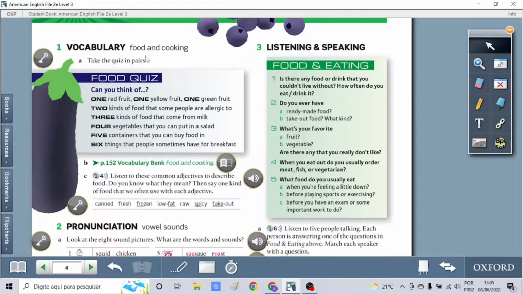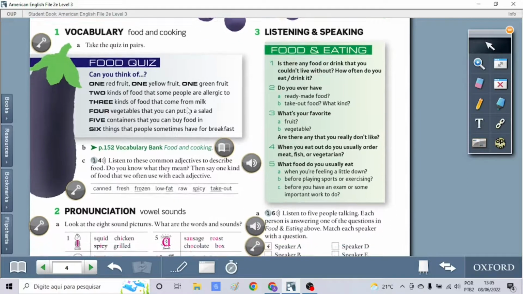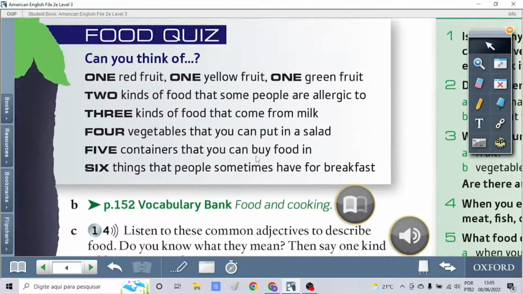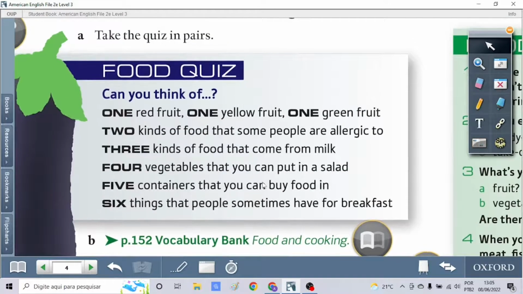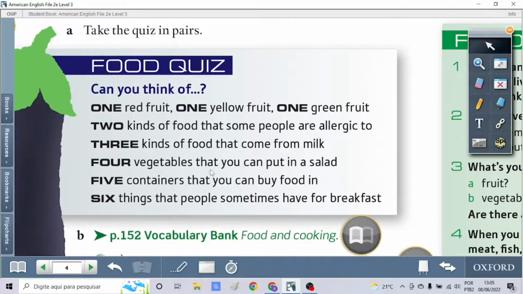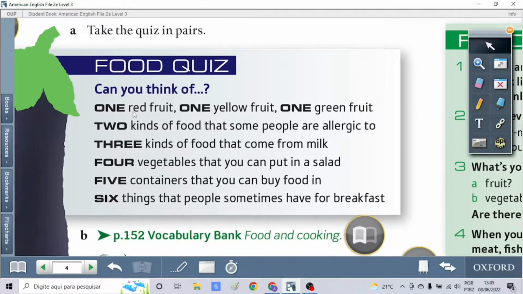Vocabulary. Food and cooking. Letter A. Take the quiz in pairs. In this activity here, you can think about the food according to what is asked. Can you think of one red fruit? One yellow fruit? One green fruit?